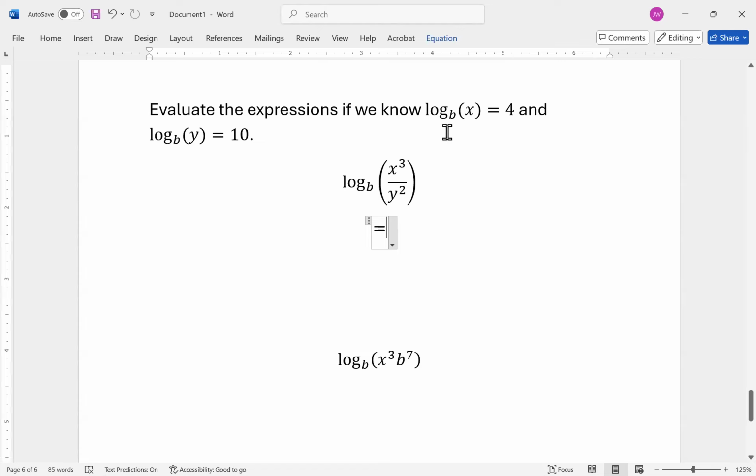Now, again, we're starting with log base b of x is 4 and log base b of y is 10. So I need to break these things down into something where I have log base b of x, and something where I have log base b of y. The first step in this first problem is to say that is a division, so we can rewrite this using the quotient rule. The quotient rule says that's log base b of x to the third minus log base b of y squared.